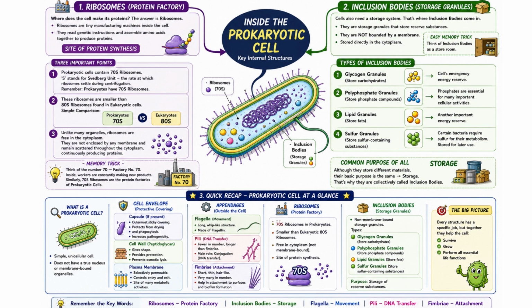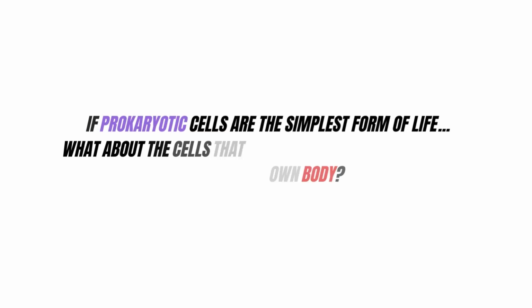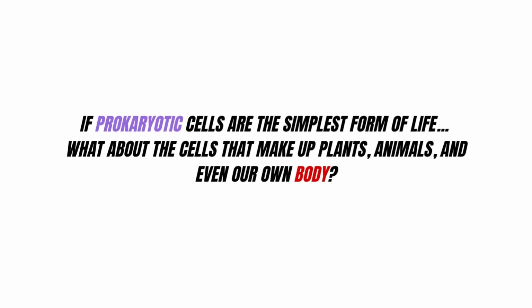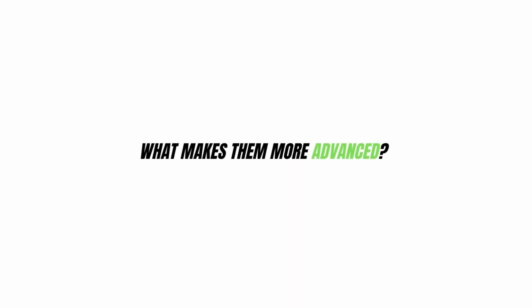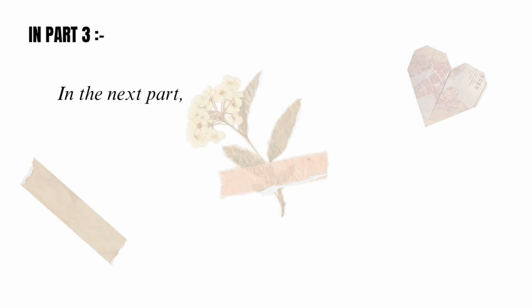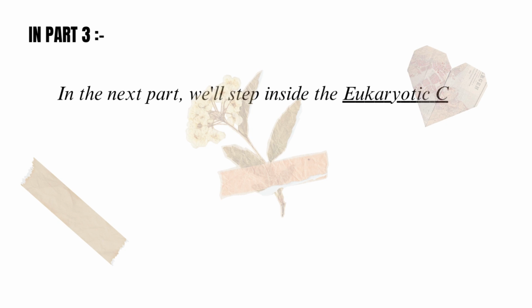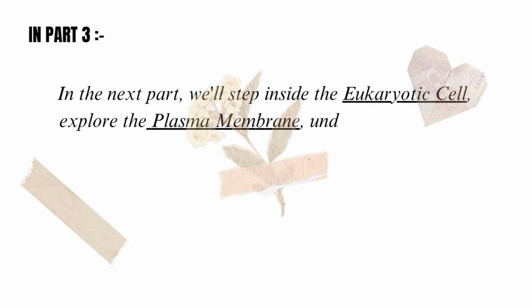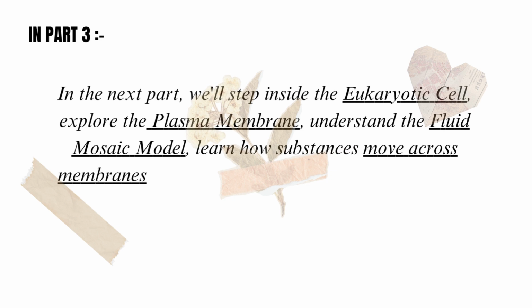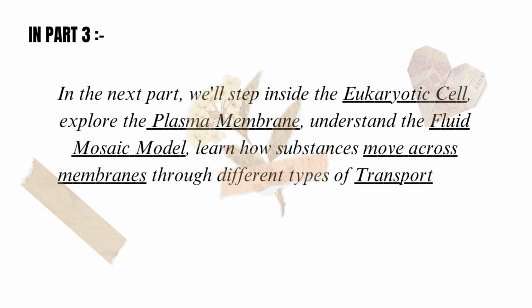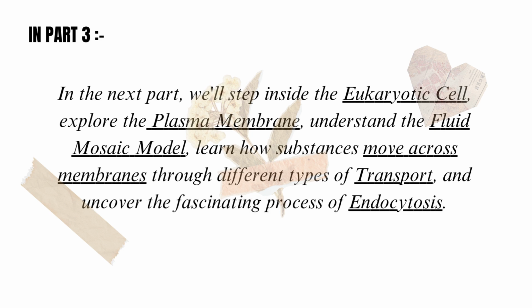But now it's time to move one step further. If prokaryotic cells are the simplest form of life, what about the cells that make up plants, animals, and even our own body? How are they different? What makes them more advanced? In the next part, we'll step inside the eukaryotic cell, explore the plasma membrane, understand the fluid mosaic model, learn how substances move across membranes through different types of transport, and uncover the fascinating process of endocytosis.